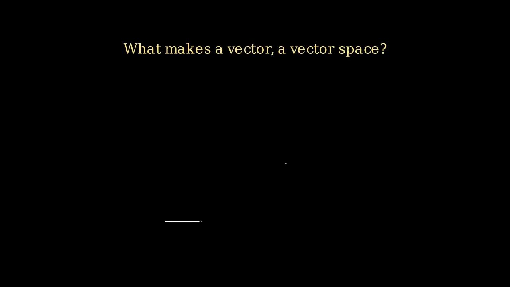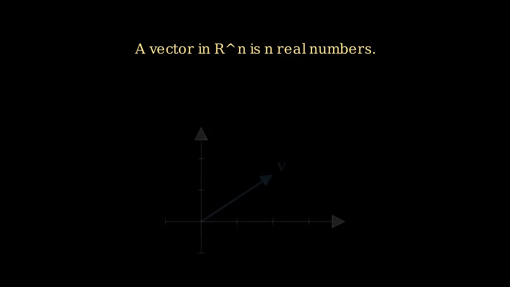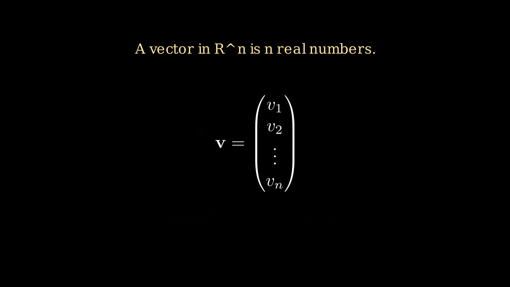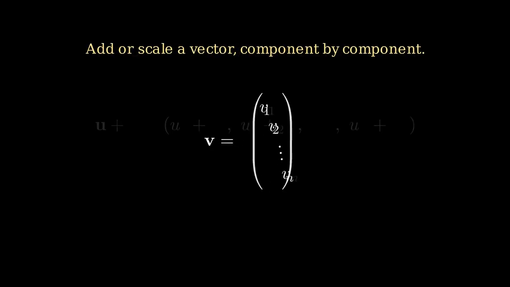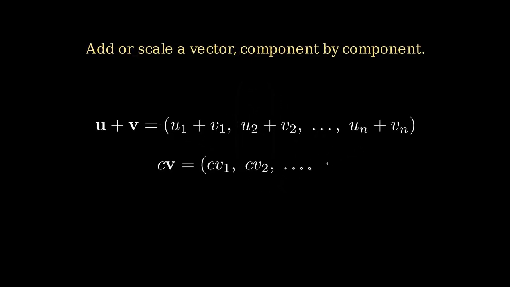What actually makes something a vector, and what makes a whole collection of vectors a vector space. Let's build this up from the ground. A vector in the real numbers to the n is simply an ordered list of n real numbers, written as components in a row or a column. Two operations matter most here: vector addition, where we add component by component, and scalar multiplication, where we multiply every component by the same number.